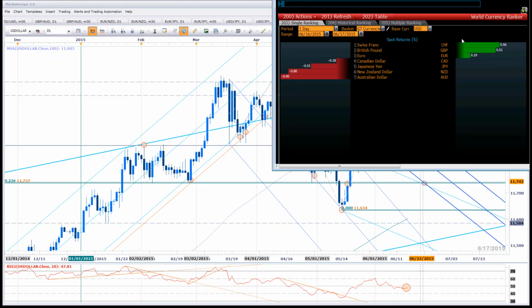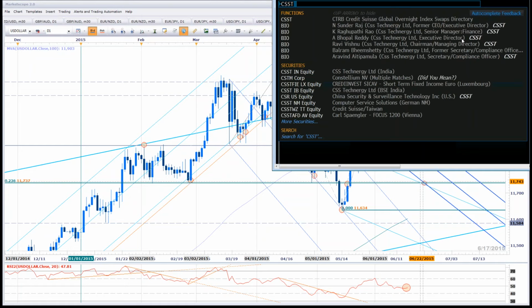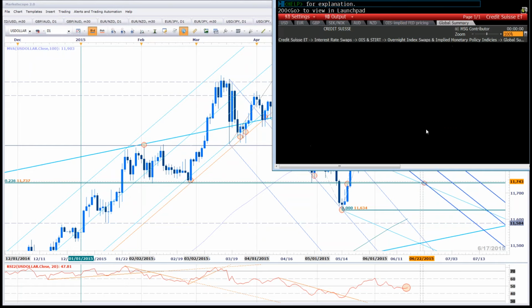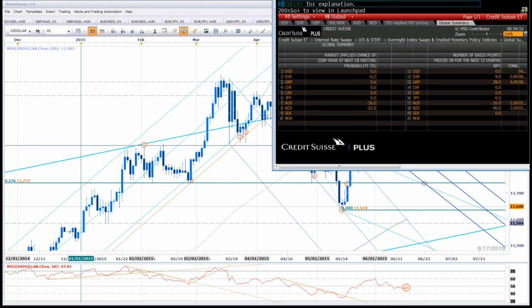A quick look at what the markets are factoring in as far as interest rates. This is the Credit Suisse overnight swaps, which basically tells you what market participants are factoring and what the expectation is as it pertains to rates.